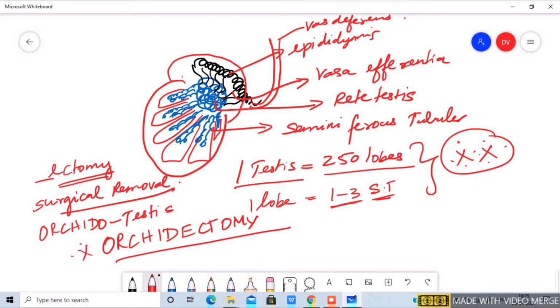Very, very, very important. Ectomy means surgical removal, orchido means testis. Surgical removal of testis is known as orchidectomy. Alright? Yes, orchidectomy. Alright guys, so that is one important takeaway.